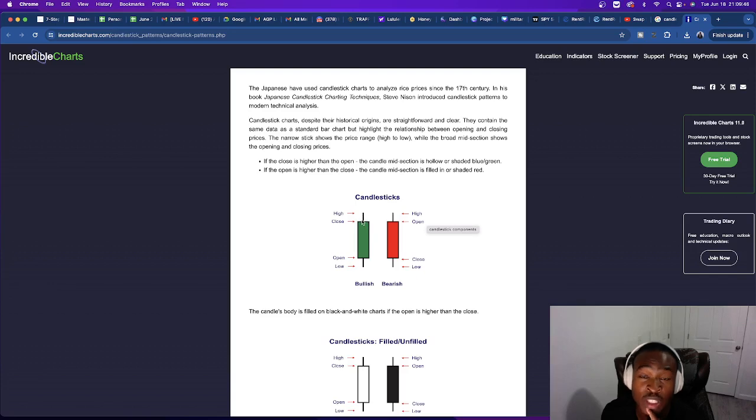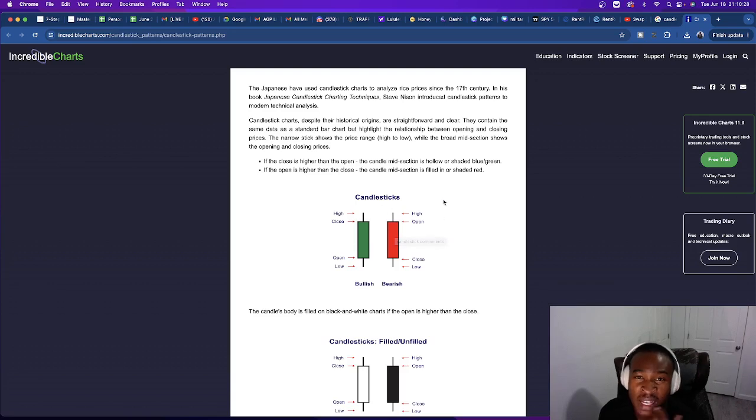Some terminologies that you guys would need to know are body, which is everything colored in green, and everything colored in red is body. And then these black lines on the top and bottom are wicks. So all you guys need to know is candlestick body and candlestick wicks. Depending on how these wicks look and how the body looks, it gives you a different interpretation when you put it all together when you're reading price action.